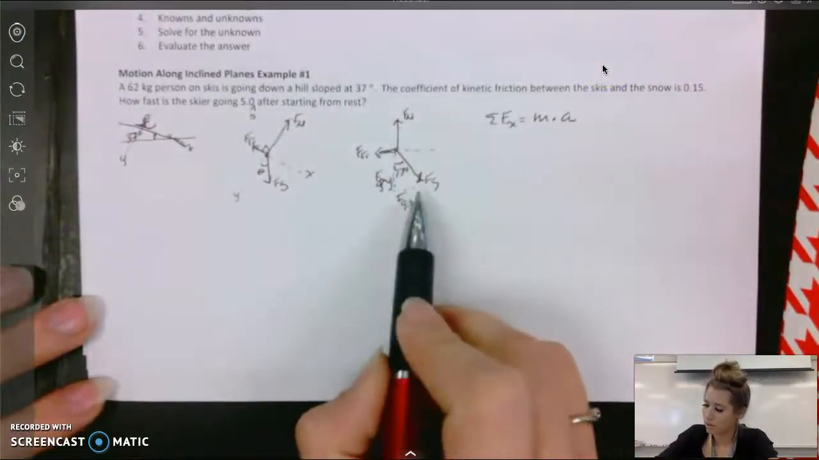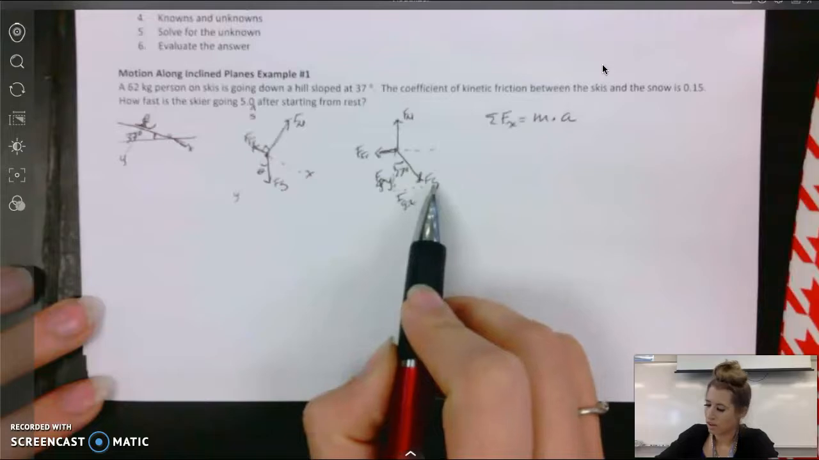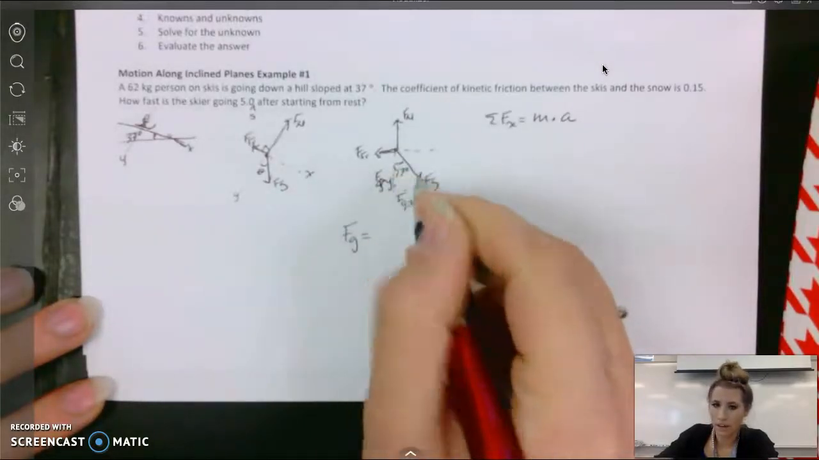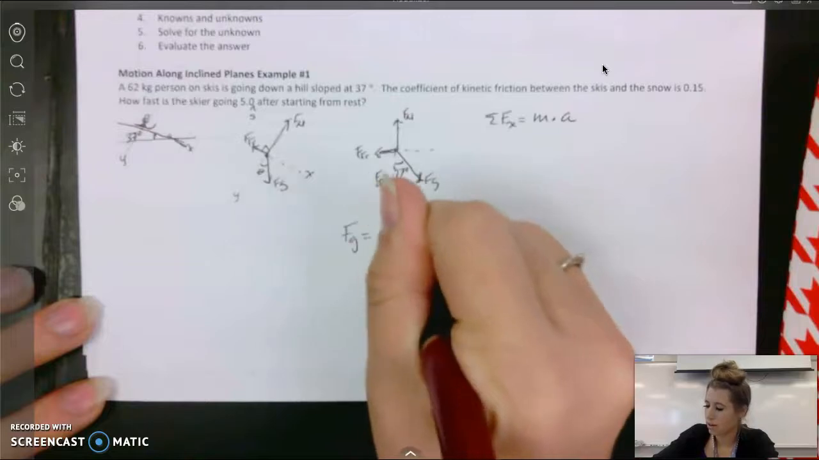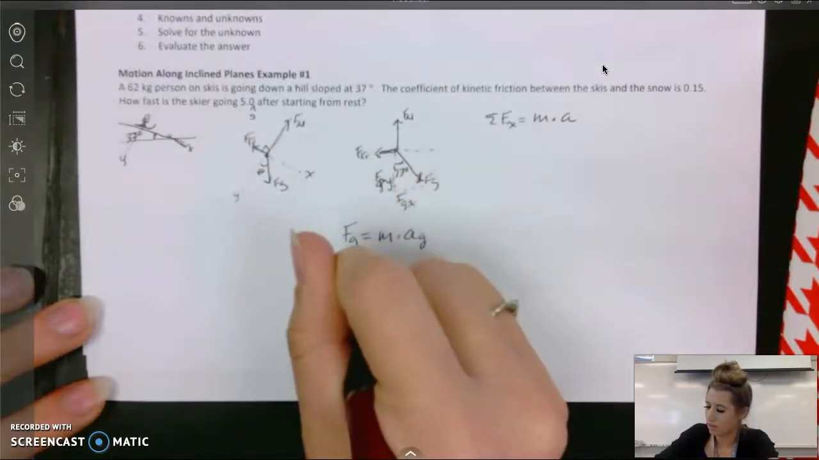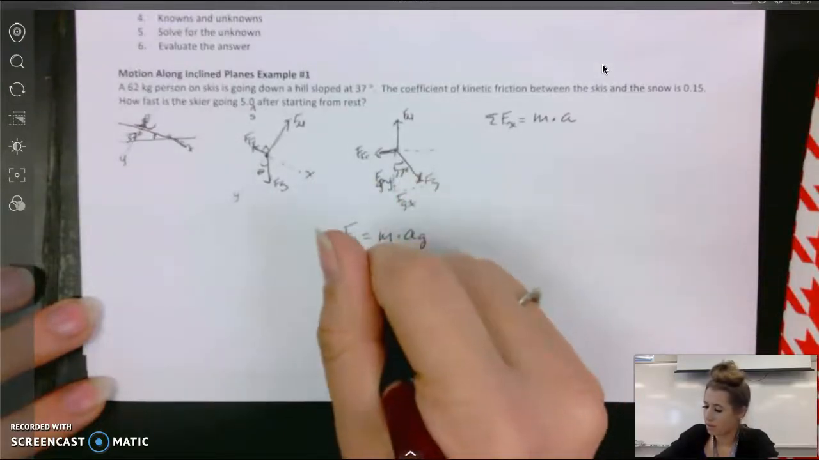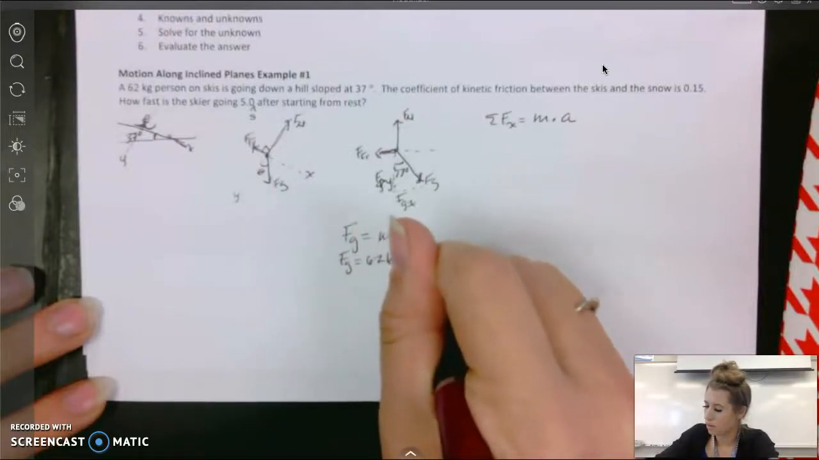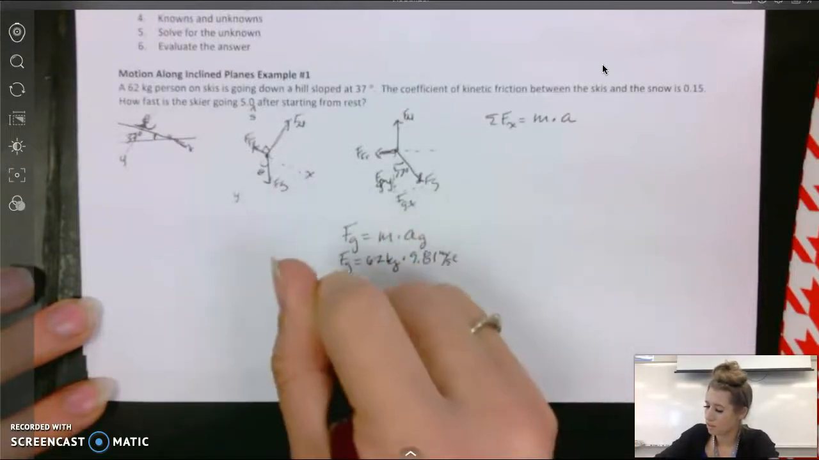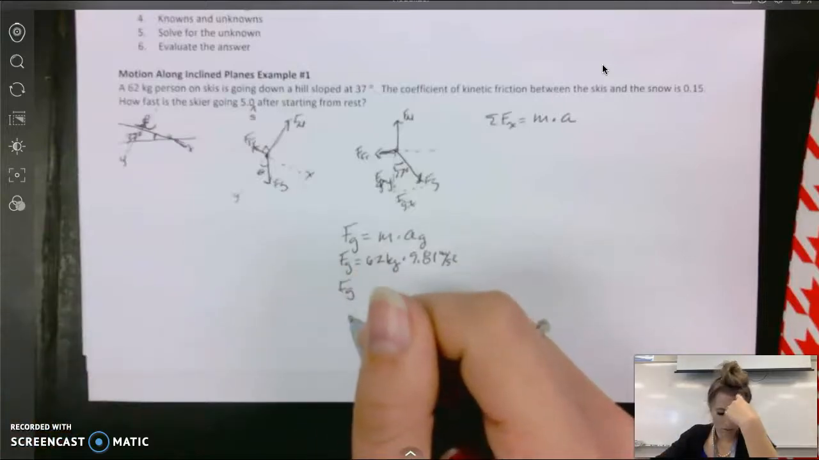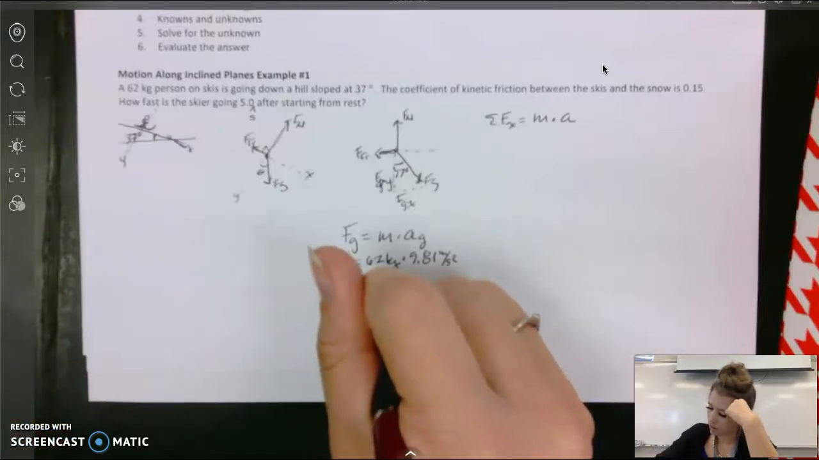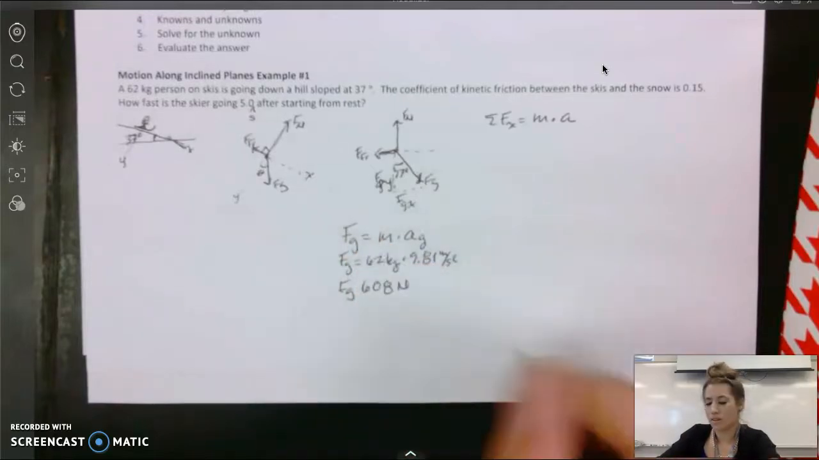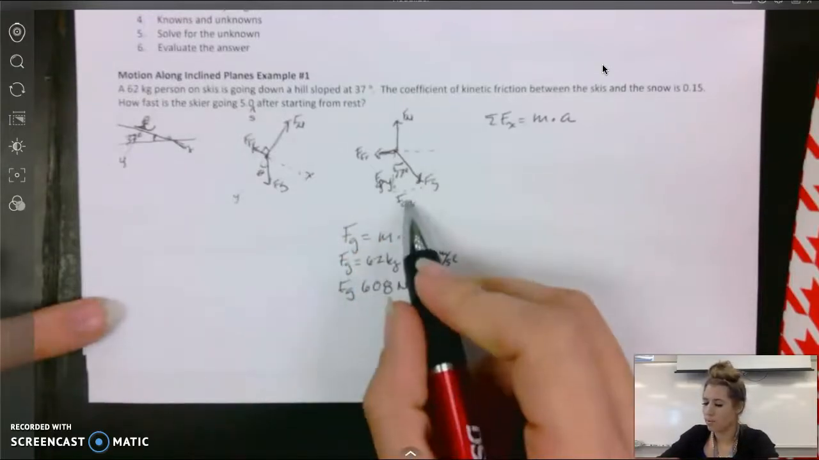Okay, so if this is our magnitude, well, force due to gravity, that whole magnitude is mass multiplied by acceleration due to gravity. So that would be the mass of the 62 kilogram person multiplied by 9.81 meters per second squared. Okay, so then when I multiply those together, I get 608 newtons.